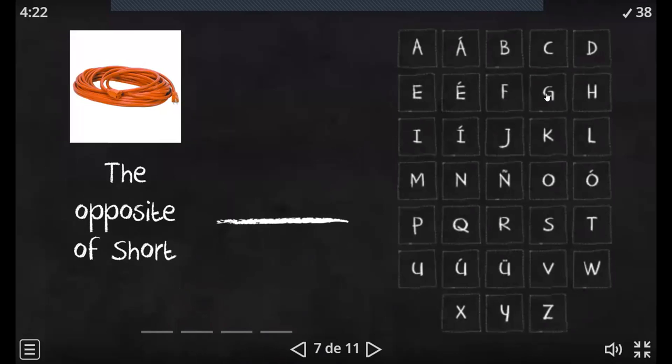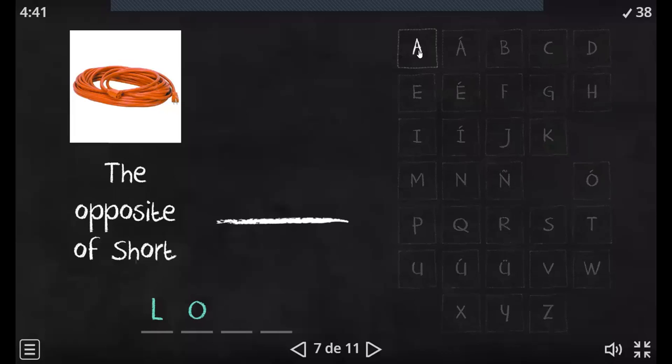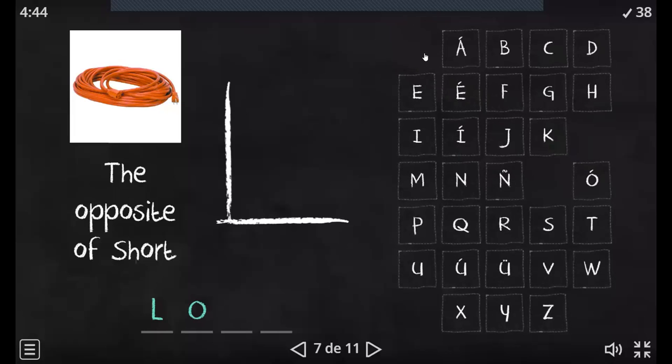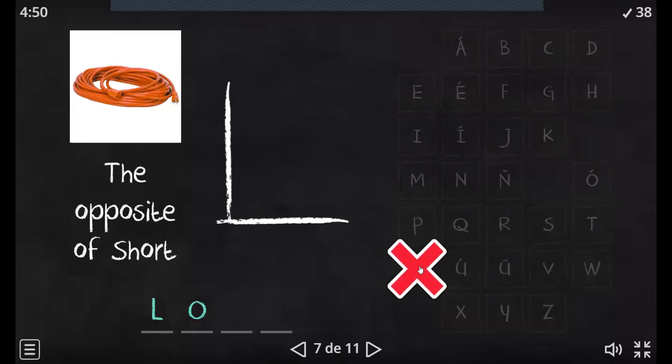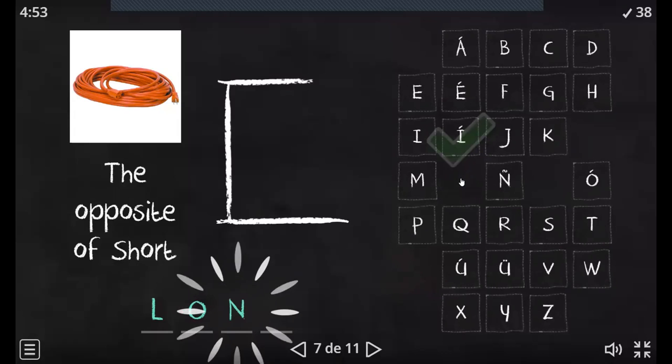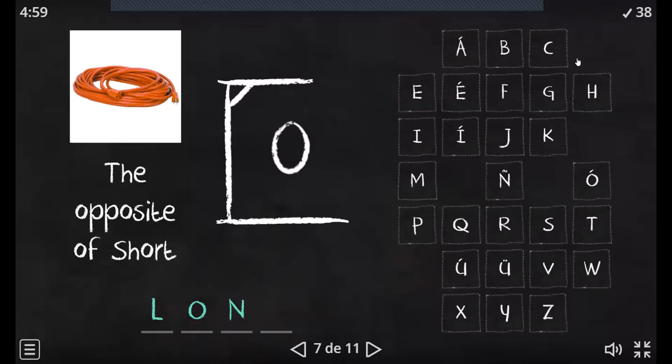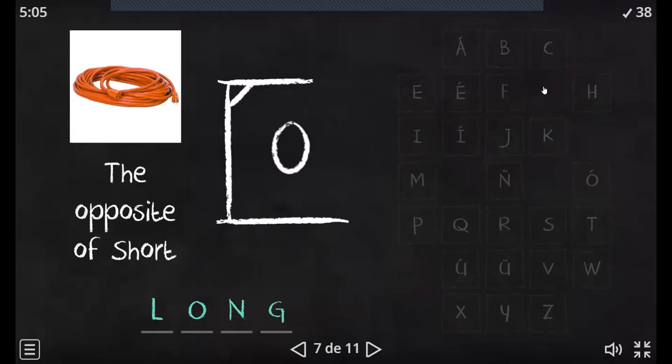The opposite of short. Long. Tall? No, long, because it's short. Large. Okay. L, A, R, G, E. No, long. L, O, N, G. Very good. That is long.